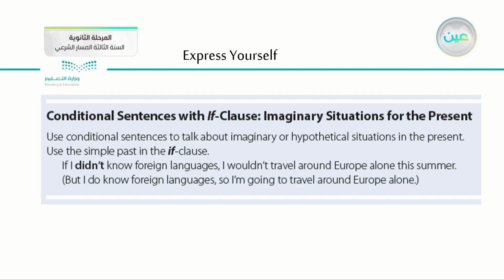Let's go over this sentence, and it's a very important example. If I didn't know foreign languages, I wouldn't travel around Europe alone this summer. Of course, if we think about the if clause, here we have didn't, which is in the past simple. While here, we have wouldn't travel, which is in the simple present. But I do know foreign languages, so I'm going to travel around Europe alone.